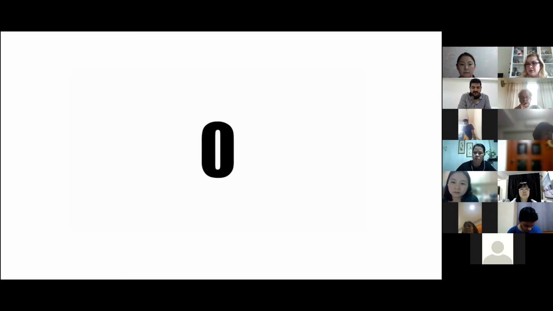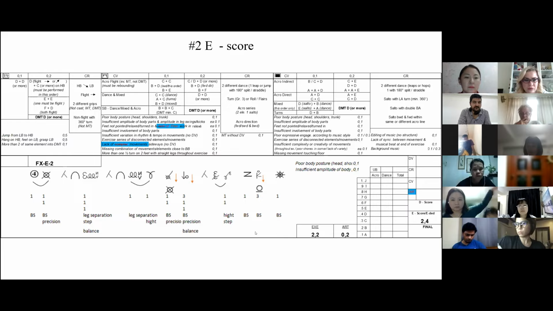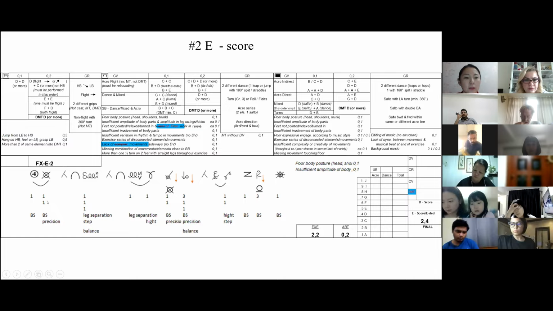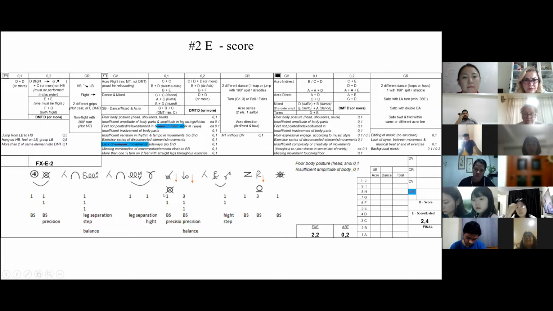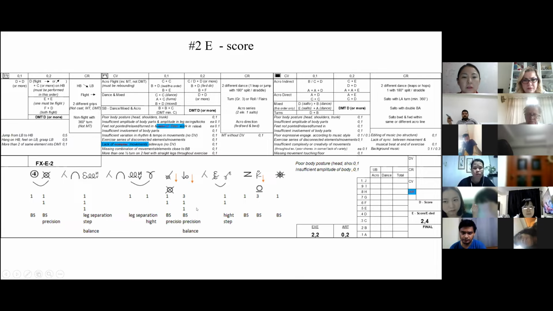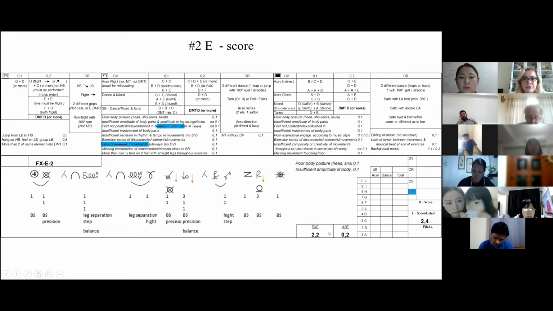Time over. Not too many deductions. You can see only 0.1, 1 for leg separation, 1 for step, 1 for balance. On the turn, only body shape and precision. Many deductions for the illusion turn: 3 for body shape, 1 for precision, and for the hop, 3 for body shape, total 2.2, and for artistry only 2.